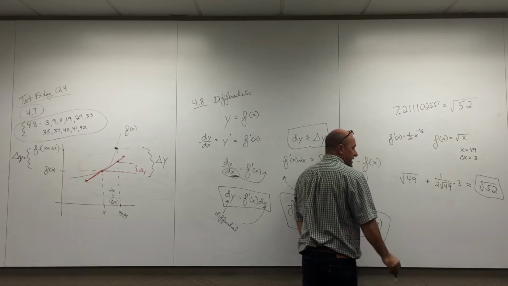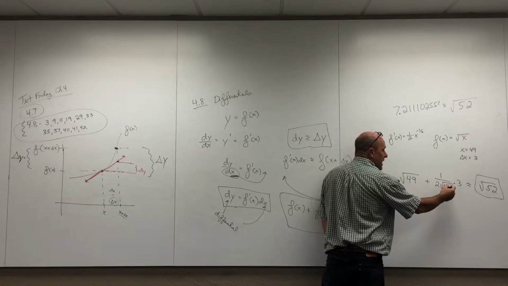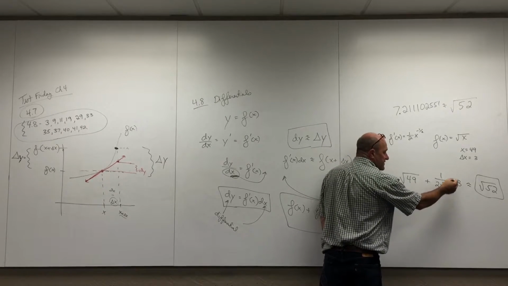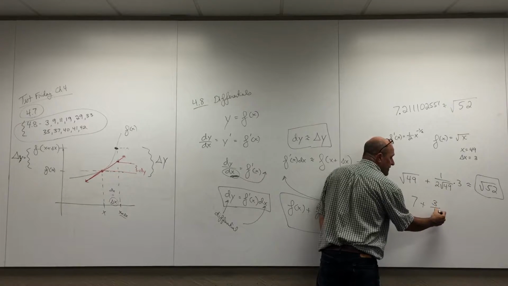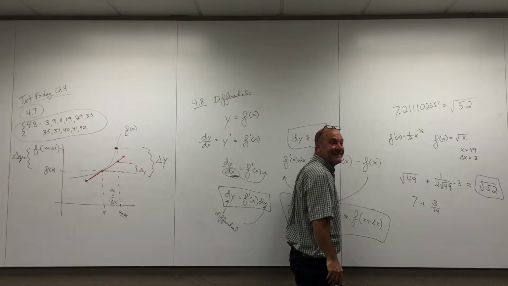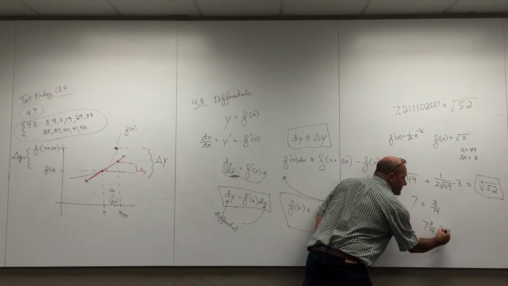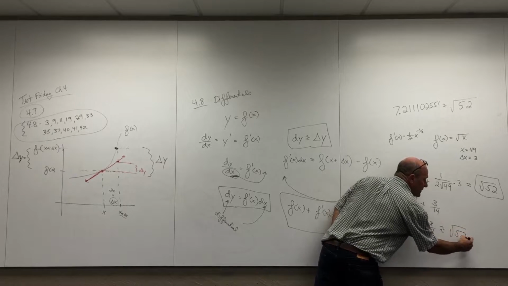Let's see if it is. You ready? What is this, a 7? What is this? 7 times 2, 14. This is 3/14. So this is 7 3/14. So 7 3/14 is a good approximation for the square root of 52.